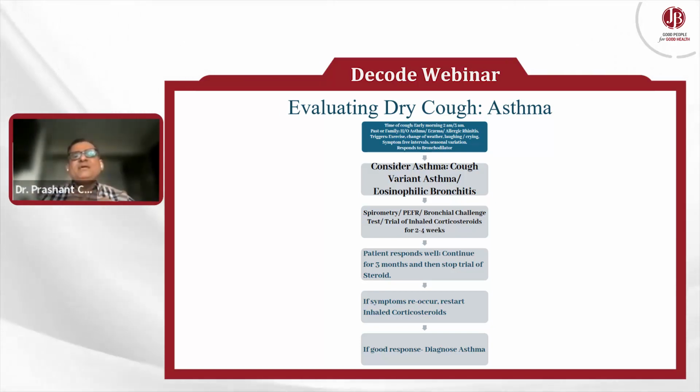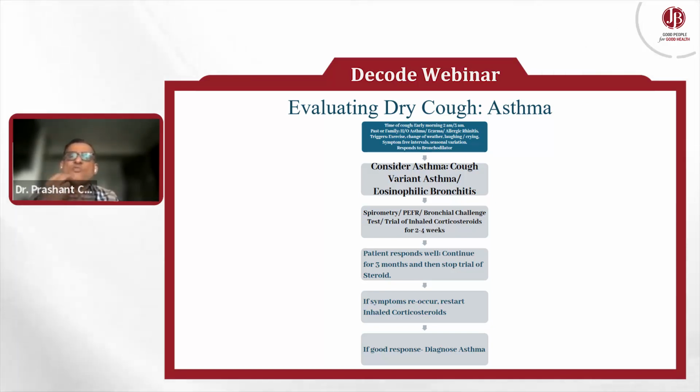Now, when it comes to evaluating dry cough, what would an asthmatic cough present with? They get an early morning cough. There is a family history of asthma or eczema or allergic rhinitis, and the triggers for this cough are exercise, change of weather, laughing, crying, and they've got times when they're absolutely symptom free. And they often respond to a bronchodilator. So, in such a scenario, you have to consider asthma.